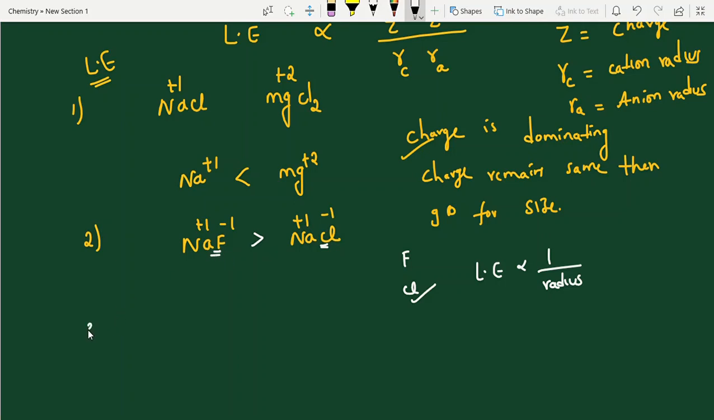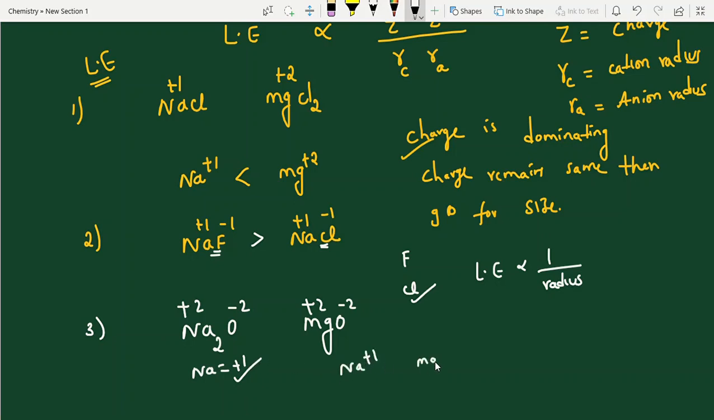Now the third one. Third one, Na2O, MgO, oxide. I think it is also easy. Minus 2, plus 2. This is minus 2, plus 2. Here students were confusing. Plus 2, plus 2, no, charges are the same. Not like that. We have to speak per atom of sodium. Sodium plus 1, sodium plus 1, Mg plus 2. Then Mg plus 2 has more lattice energy.